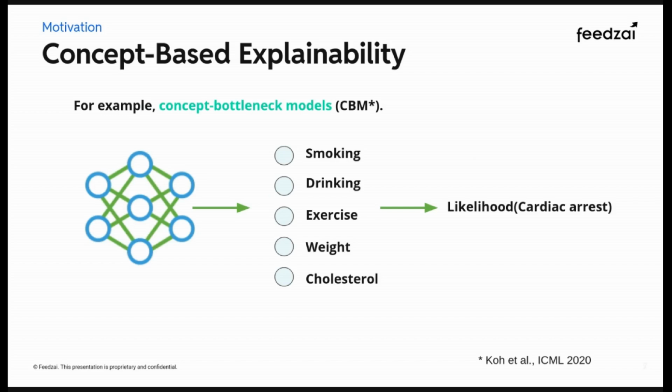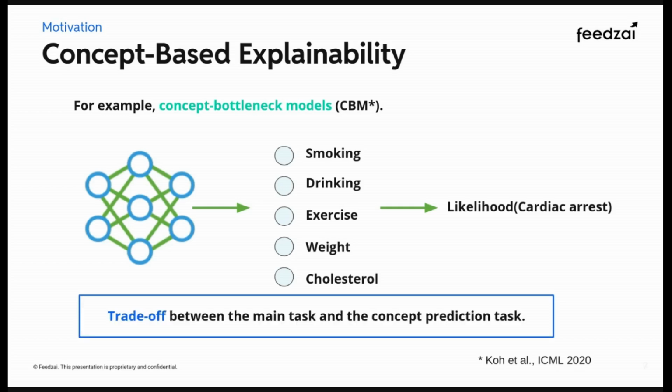Such concept bottleneck models are trained using 2 objectives, namely, learning to map the inputs to the corresponding concepts in the bottleneck layer, and learning the main task. In this toy example, it is predicting the likelihood of cardiac arrest. Learning with these 2 objectives simultaneously often leads to a trade-off between the main task and the concept prediction task.